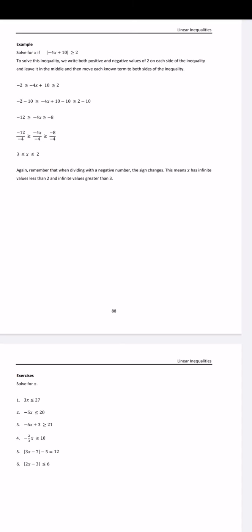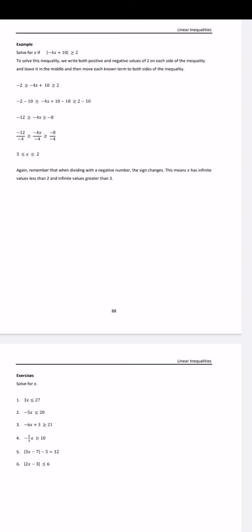But take note of the fact that now the sign has changed. It was a greater than or equal to, now it has become a less than or equal to. Why? Because we are dividing with a negative. So take note of that. Anytime you are dividing or multiplying with a negative, the inequality sign flips to face the other side. That's basically how you solve linear inequalities that involve absolute values.